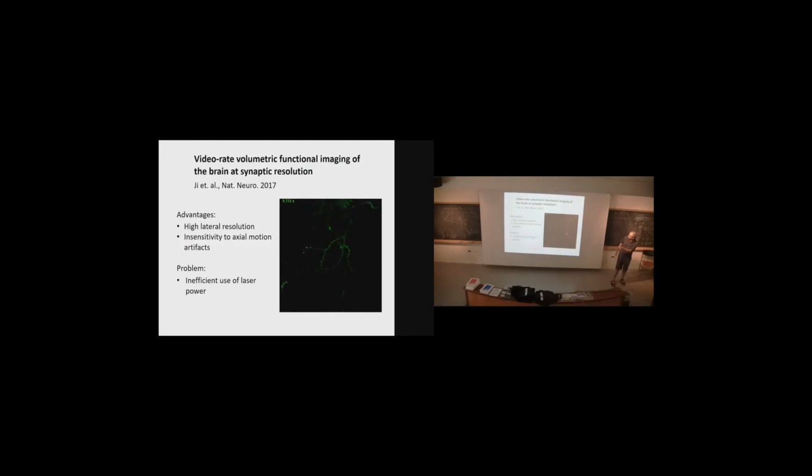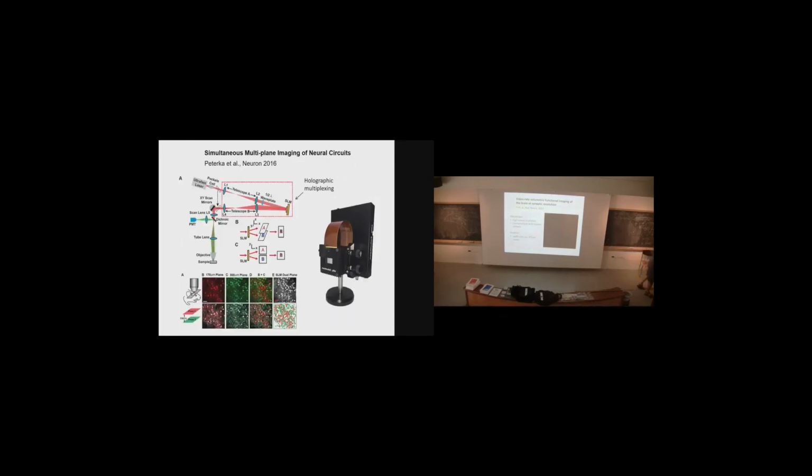These flashing neurons are coming from a different volume, but you've acquired them in a single 2D scan. So one problem with this is you have this very extended illumination. It's a very inefficient use of laser power. So you cannot go very deep with this technique.